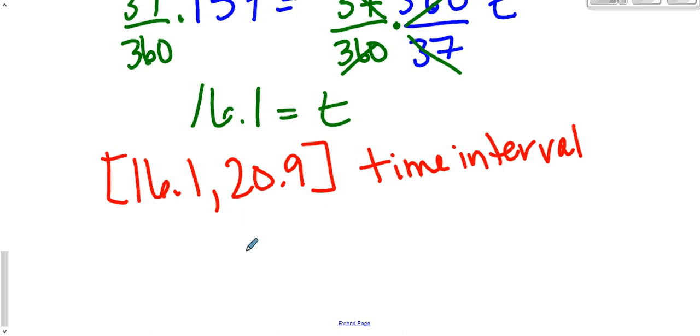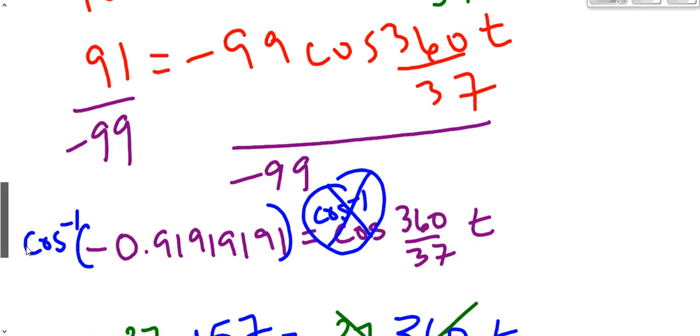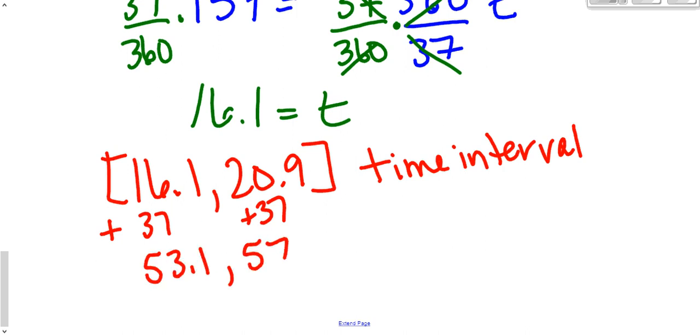Now I'm going to do 3 rotations, right? So I'm going to get on this Ferris wheel and I'm going to go up and down, and then I'm going to continue up and then down 3 times. So I don't want to have to try to figure this out with my equation. Instead, because this is periodic and everything repeats itself every 37 minutes, I can just add 37 to both these times. So 16.1 plus 37, and I get 53.1 and 57.9.